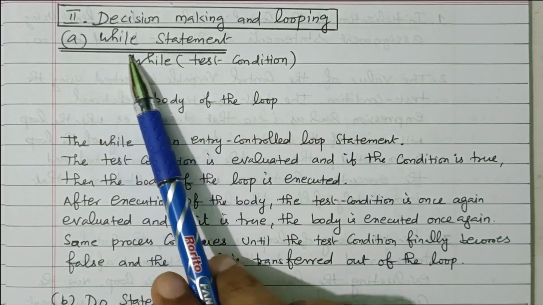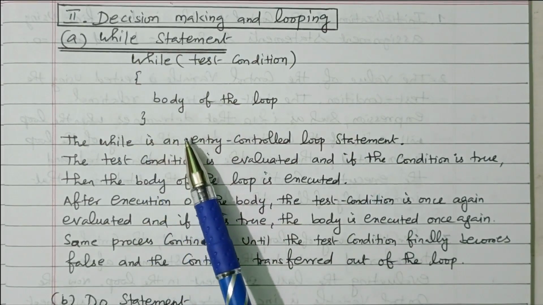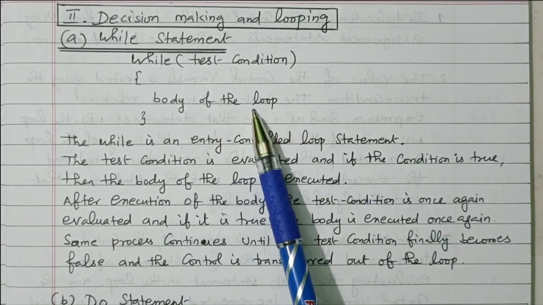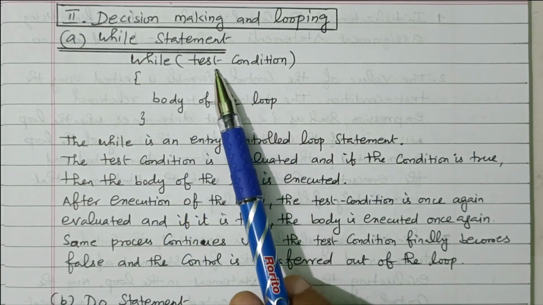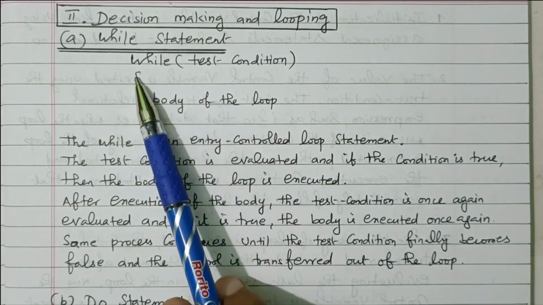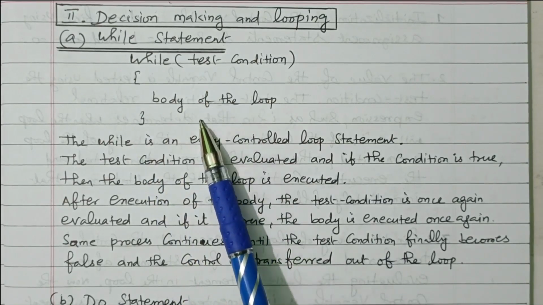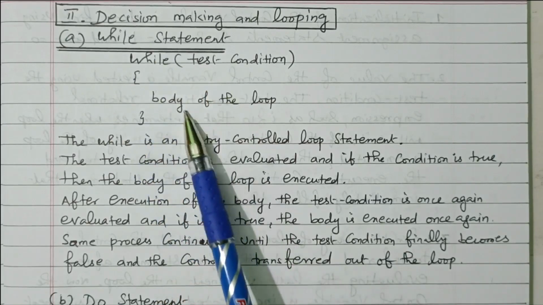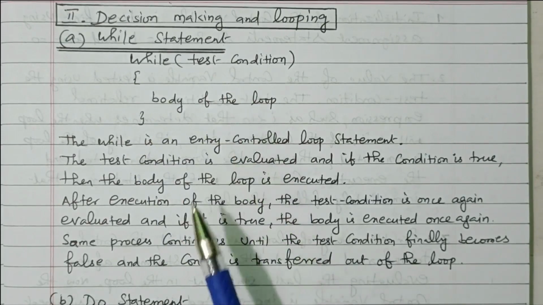So in this video we'll see the while statement. What is the syntax and what is the explanation of the while statement? The syntax is while, test condition, open the brace, body of the loop, close the brace. That is, while the condition is verified, if the condition is true, the body of the loop, that is the set of statements available between the braces, is executed. If the condition is not true, it will not be executed. If the condition is true, it will be executed. Again it will check the condition again and again until the condition is false.